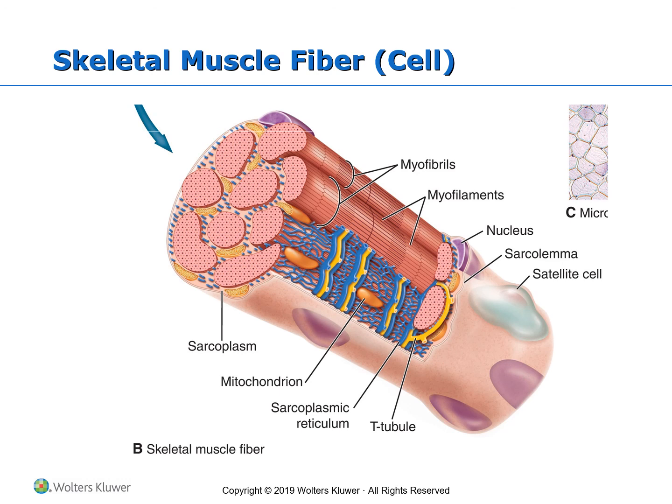So again, we are summarizing how the muscle cell looks. On the outside we have the sarcoplasm. We have the myofibrils with the alternating dark and light bands. They are made out of myofilaments. On the outside, in between the sarcolemma and the myofibrils, we have a multitude of nuclei.